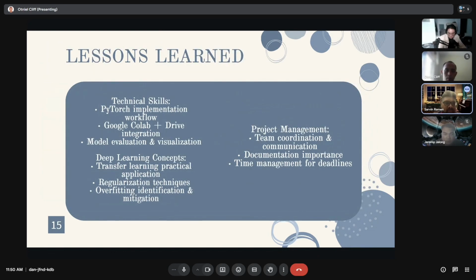Lessons learned. First is technical skills: PyTorch implementation workflow, Google Colab plus Drive integration, and model evaluation and visualization. Second is deep learning concepts: transfer learning practical application, regularization techniques, and overfitting identification and mitigation. Third is project management: team coordination and communication, documentation importance, and time management for deadlines.